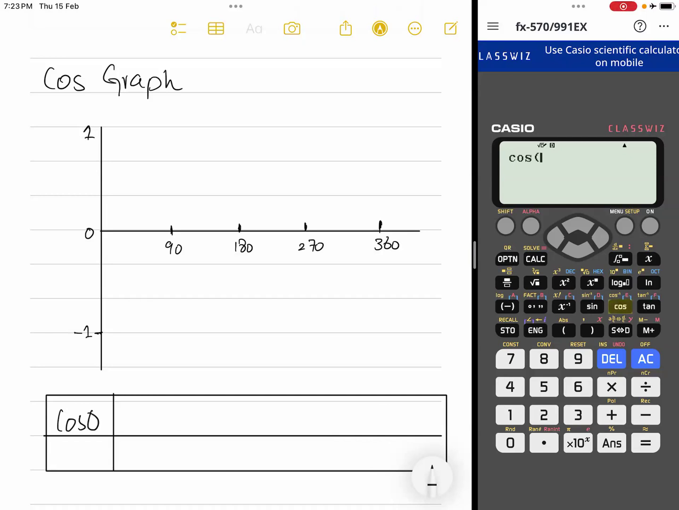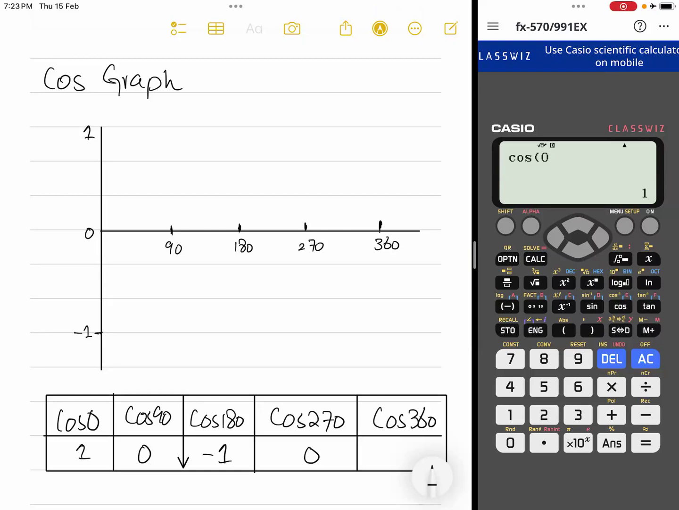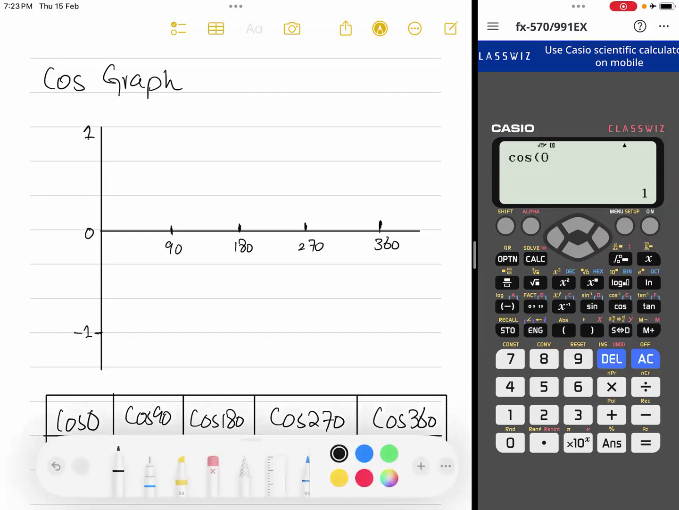Check, beta, cos 0. Okay, it's 1. Cos 0 is 1. Check cos 90. 0. Check cos 180. Yes, sir, I'm here. Okay, cos 180 is how much? -1. And check cos 270. 0. And check cos 360. 1. Okay. Now it's time to plot them correctly.